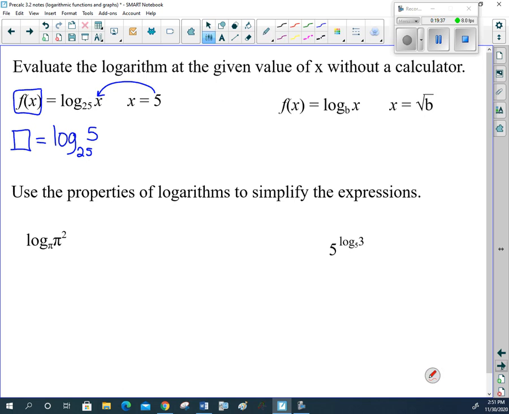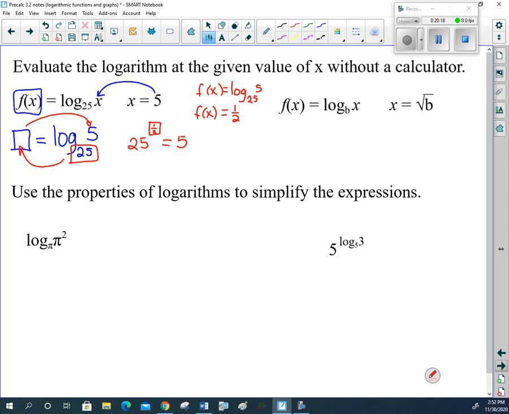So I'm going to start with the base. Always start with a base. 25 raised to what power equals the argument. It always equals the argument. So 25 raised to what gives me 5? Well, I think that would be a half. The square root of 25 is 5. So the answer to this question right here, f of x equals log base 25 of 5, is a half. All of that equals a half. If we had our calculators and we could type it in, our calculator would give us a half.